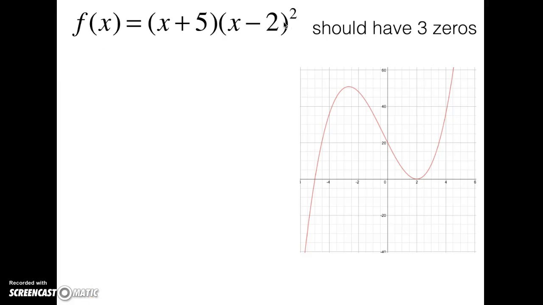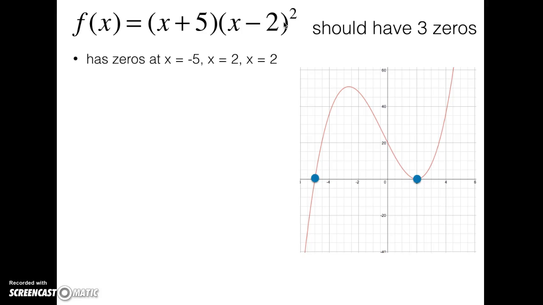We have the example f of x equals (x plus 5) times (x minus 2) squared. This should have 3 zeros because this is a cubic function. There are 3 x terms. But if you look at the graph, it only has 2.